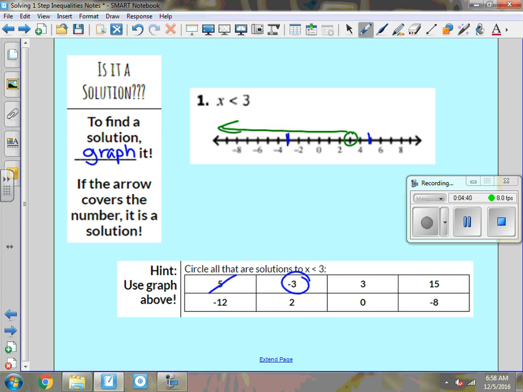Now 3 is a little bit tricky. I do have my circle there, but it's an open circle. So I want you guys to make yourself a little note. No, it is open. When we have an open circle, that solution is not a correct solution. 15 is going to be way over here, not a solution. Negative 8, however, is, 0 is, 2, yep, and negative 12 is going to be way over here. So those are all solutions. If the arrow covers it, then that means that it is a solution to the inequality.